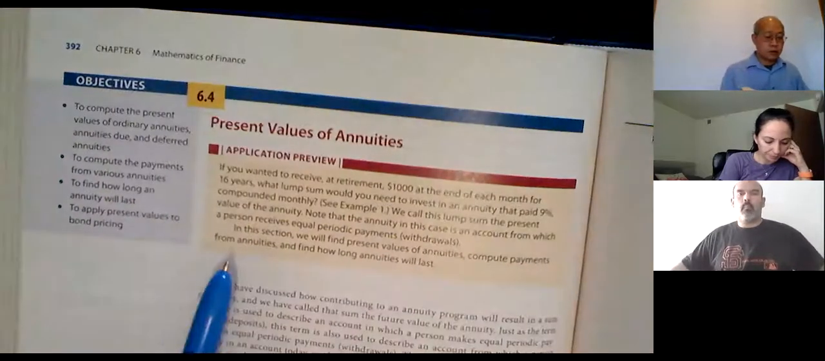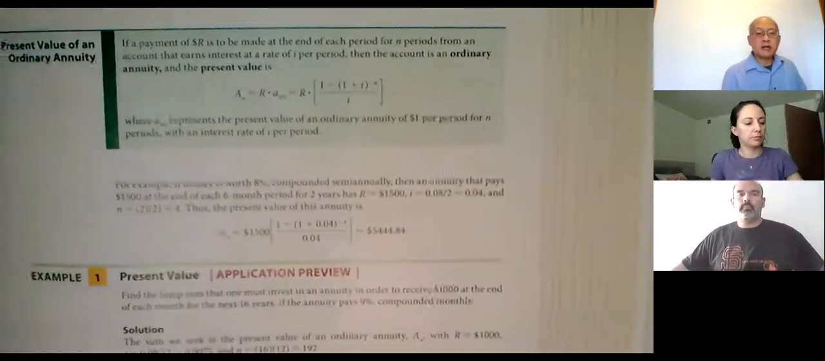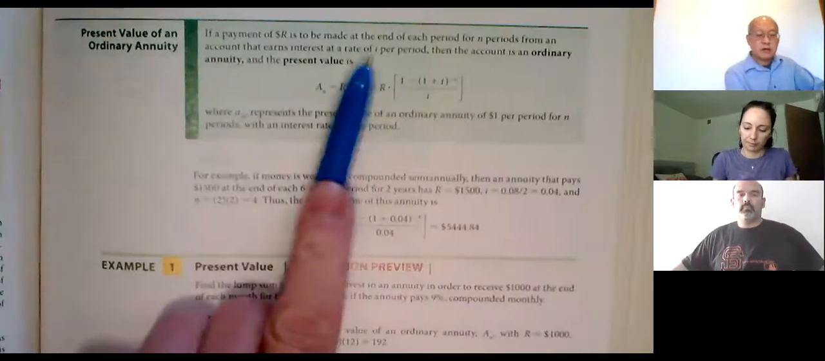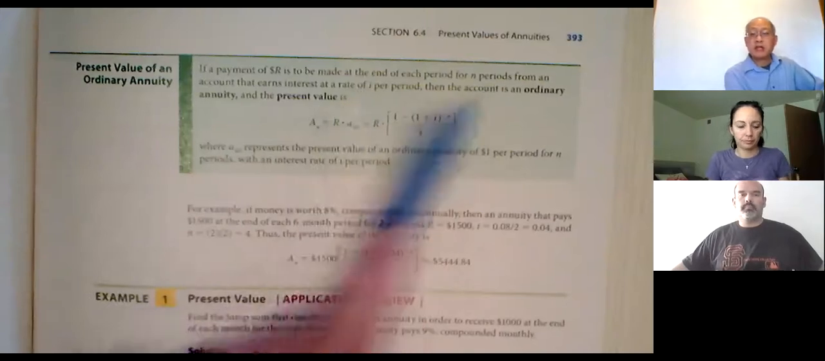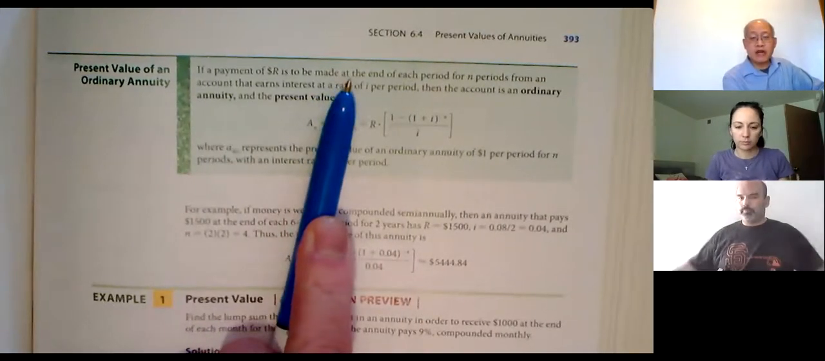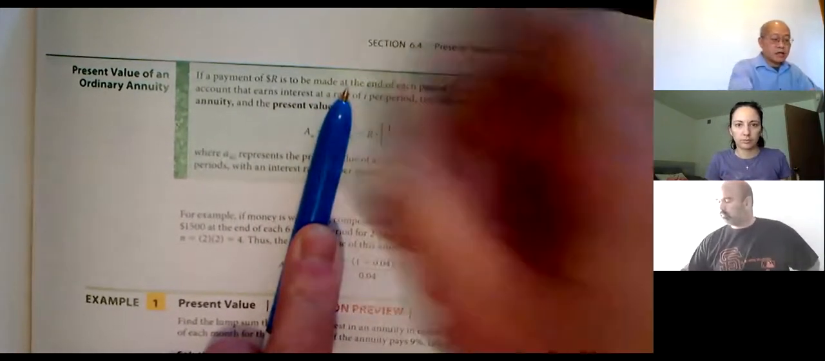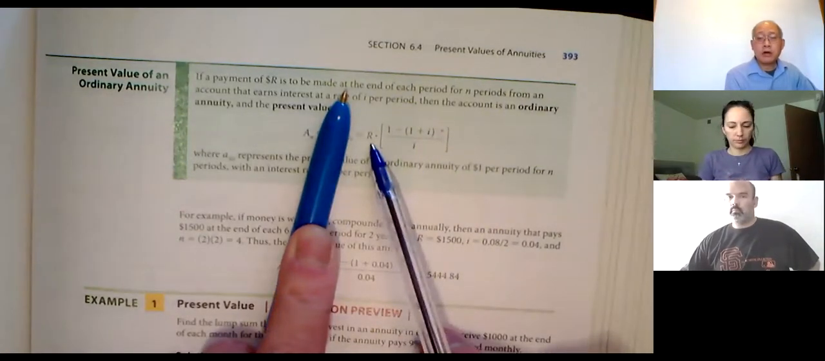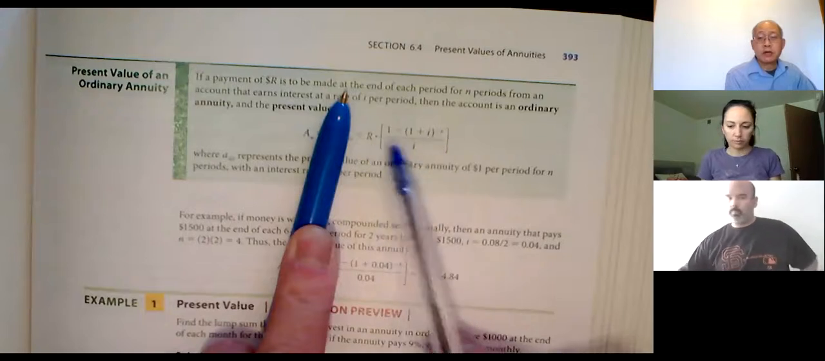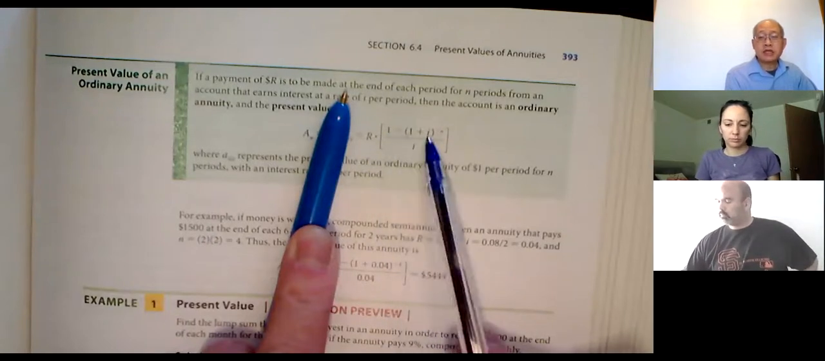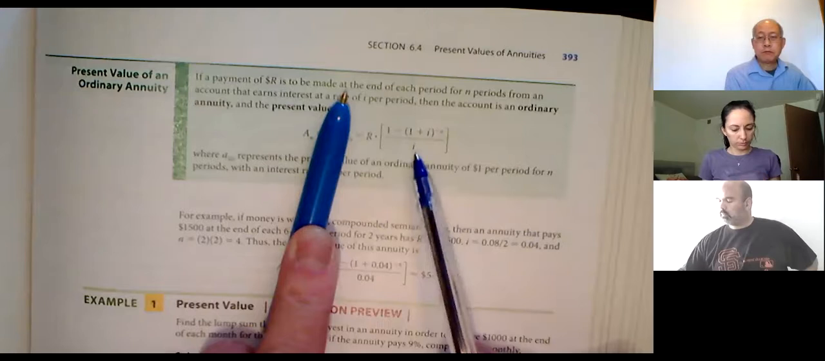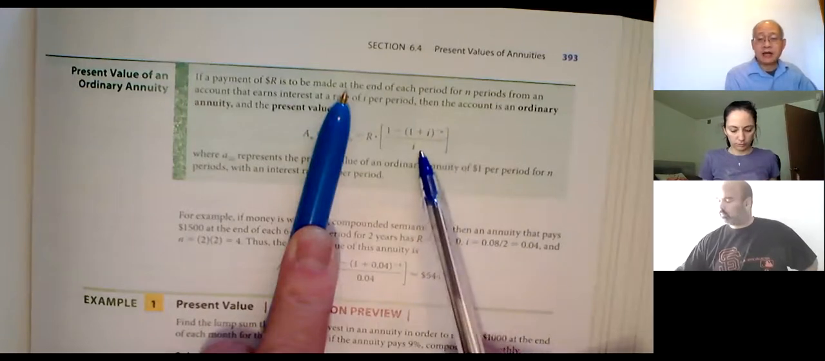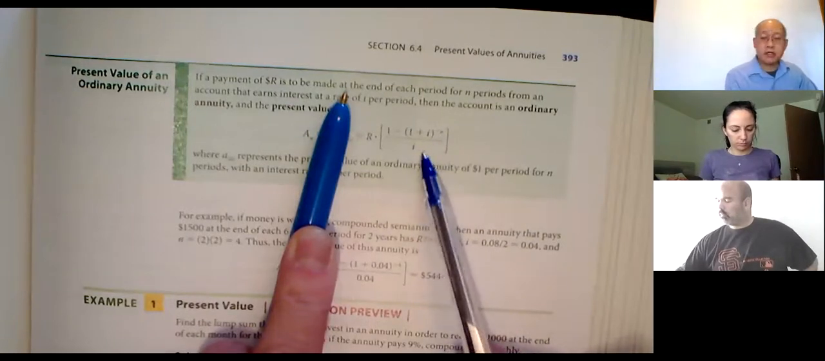Okay, so let's go to 6.4. It's something called present value of an annuity. And this is the only formula that you need. Okay, so never mind about the middle part. It's on page 393. A sub n is called the present value. So it looks like A_n. Okay. All the other letters are just like before. R is a periodic payment. 1 minus 1 plus i to the negative n all over i. The i and the n are the same as section 2, same as section 3.